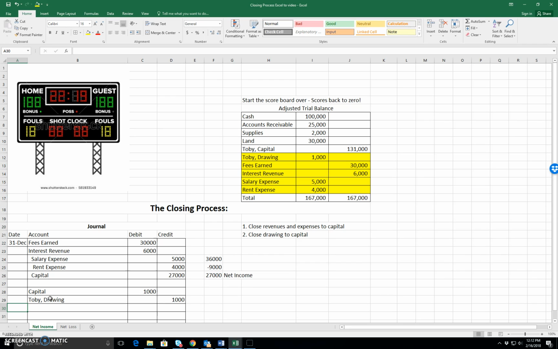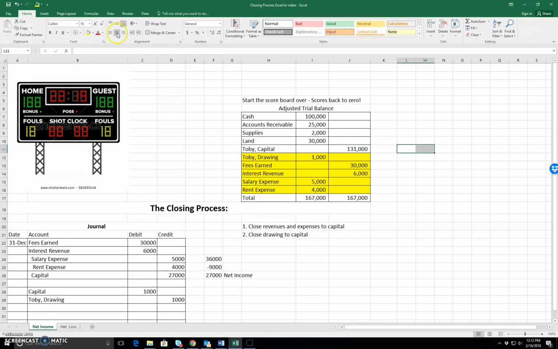I would then post this to my ledger and it would update my accounts. I would be left with zero in the temporary accounts. I would be left with zero in drawing, fees earned, interest revenue, salary expense, and rent expense. I would have a new updated amount in capital.